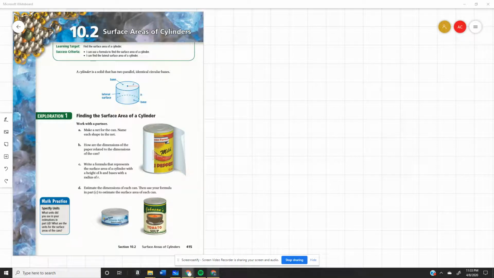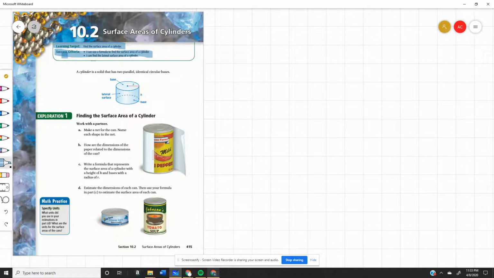Hello and welcome to 10.2 Surface Area of Cylinders. Today our learning target is going to be to find the surface area of a cylinder. Our success criteria will be measured by our ability to use a formula to find the surface area of a cylinder and find the lateral surface area of a cylinder.